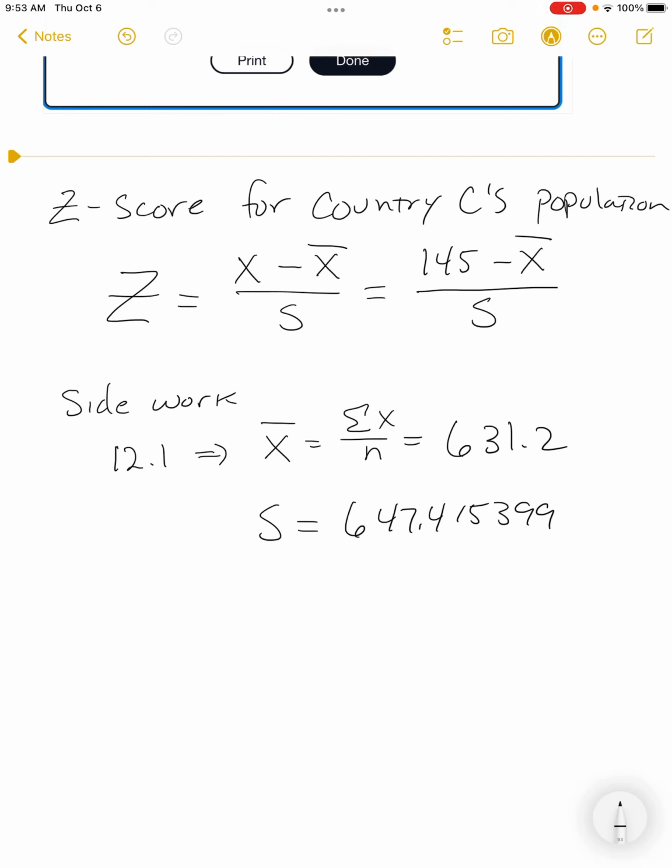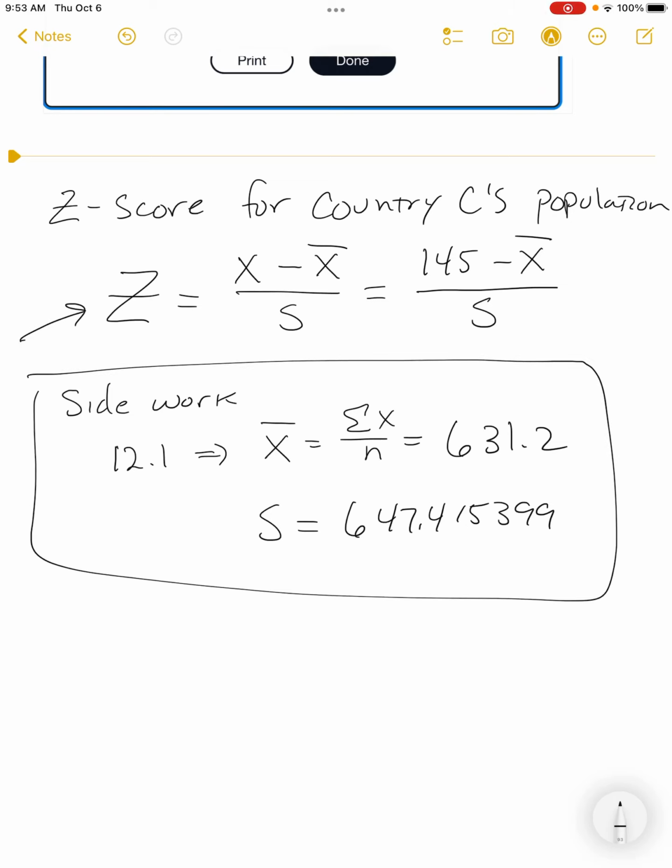So these are the numbers that I need in order to do the original question. So remember, the original question is right here. This is all side work. The original question was, hey, let's find this z-score. Well, that's great. I know country C's population is 145, but nobody told me what the mean and standard deviation is. Shoot, I got to go do that lengthy work from the previous sections. Now that I know that side work, I continue on and say, hey, this is 145.